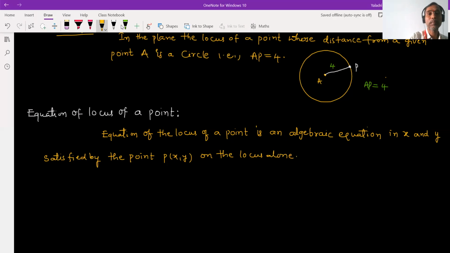Okay, so this is about the definition of locus, and also the equation of a locus of a point. So only two points are there. Remember that locus means set of points, and it is satisfying the geometric condition. If it is satisfying the geometric condition, the point lies on the locus, right? Now, what is the equation of locus of a point? That is nothing but an algebraic equation in terms of x and y. Now, based on this, we can do some important questions.